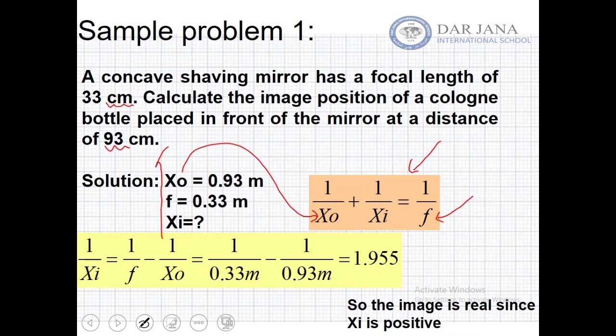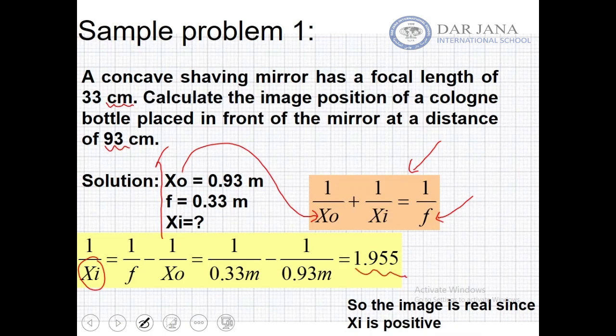1 over Xi equals 1 over F minus 1 over XO, since we need to find Xi. So it equals 1 over 0.33, which is the focal length. Here we substituted the focal length, minus 1 over 0.93 meters. Look, here we converted to meters. So it equals 1.955. Now, this is the tricky step.